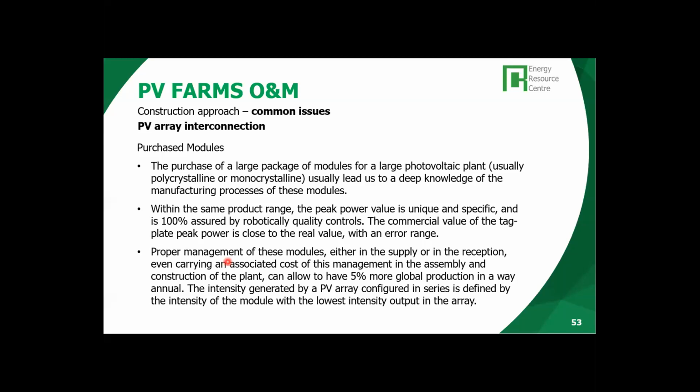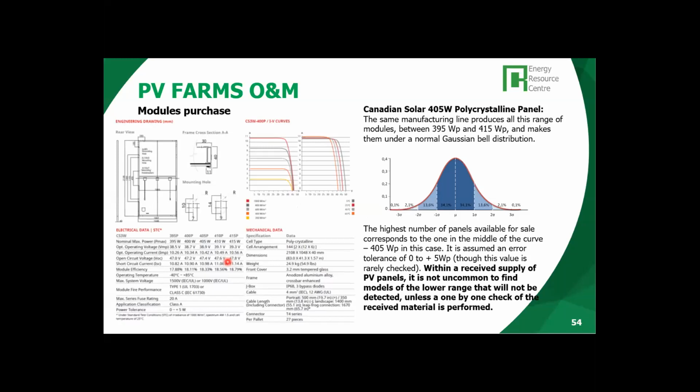PV modules are a sophisticated product. The production lines are complex, with high standards of quality. But there's always some tolerance. This is just an example of the deviations in the maximum power production capacity of different modules of one same batch.